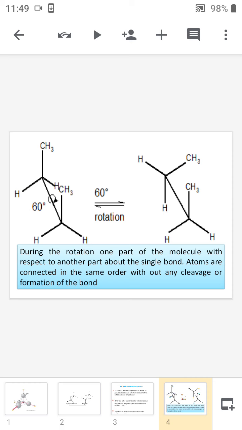See here, if you rotate the C-C sigma bond by 60 degrees, we will get another spatial arrangement of atoms or groups of atoms in space. That is shown by the structure represented on the right hand side. This rotation is very fast and very easy, and the energy barrier between these two structures is very low, and they exist in an equilibrium. That's why we cannot separate any of these spatial arrangements, and that's why they are interconvertible.